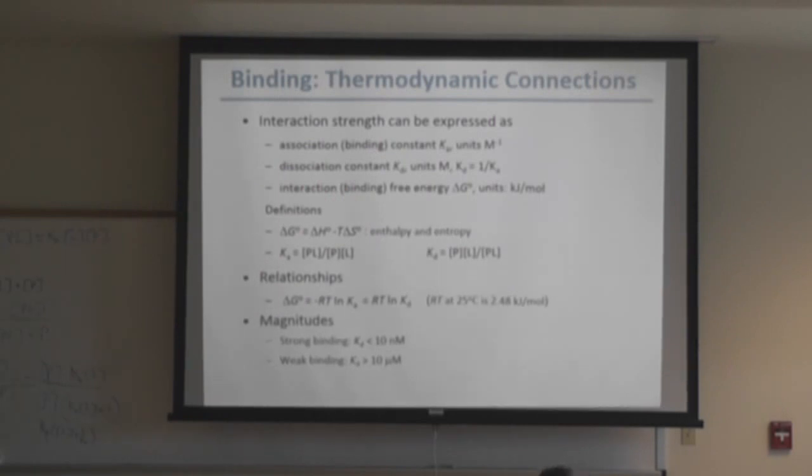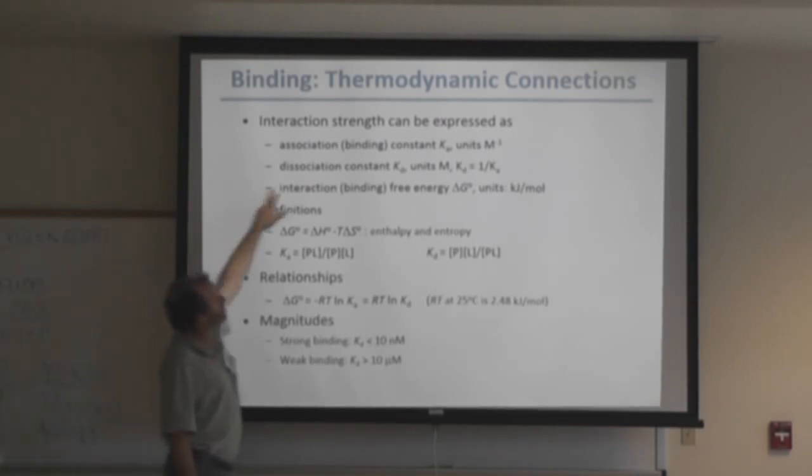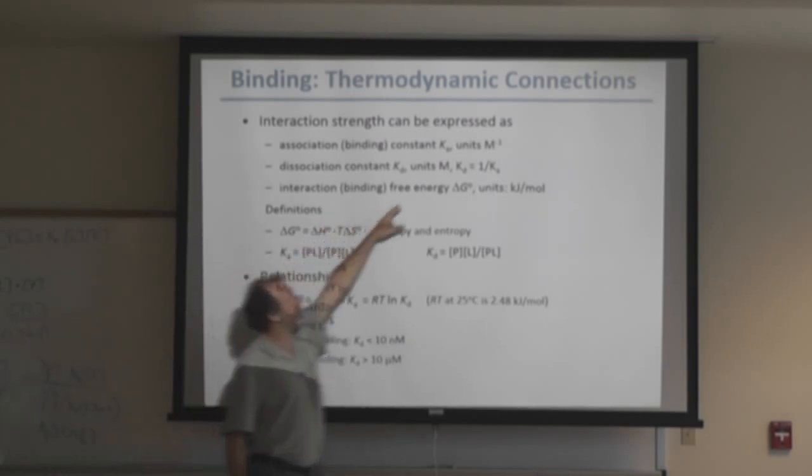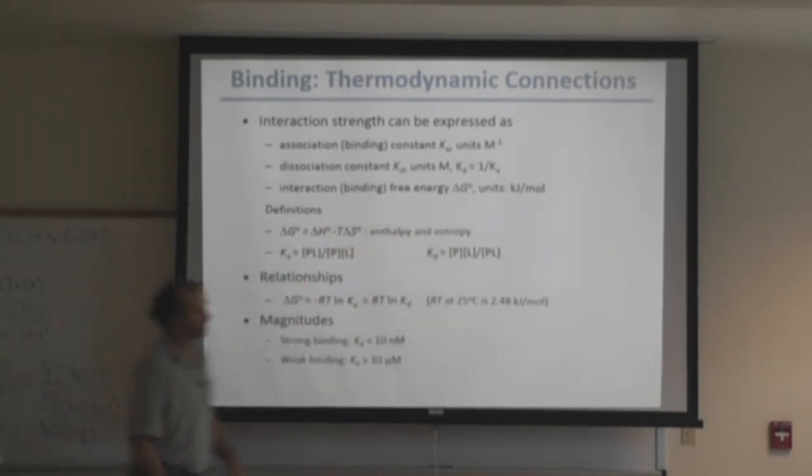So the interaction strength can be expressed as an association binding constant, per molar, but typically you always see the dissociation constant, and those units are going to be molar, right? Because this would be per molar: this is in molar, this is in molar, and this is in molar. So these would cancel out, and you're left per molar for the Ka. Kd is flipped, so it's molar.